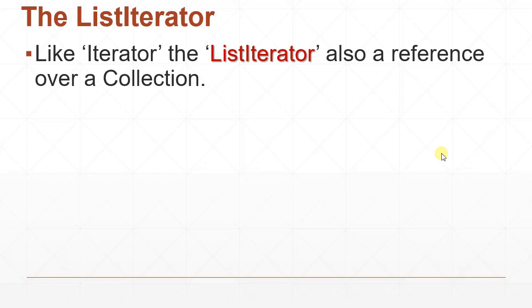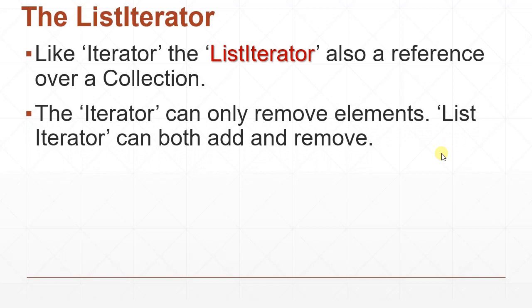The iterator refers to a single element, and during the iteration the iterator pointer moves towards the elements so that you will get a different element referred by the iterator. The iterator can only remove elements, but ListIterator can both add and remove elements.